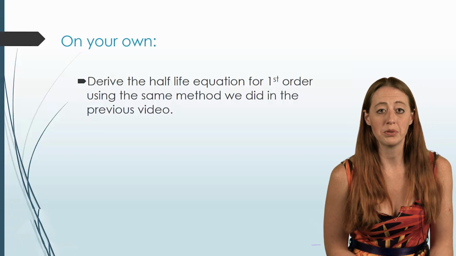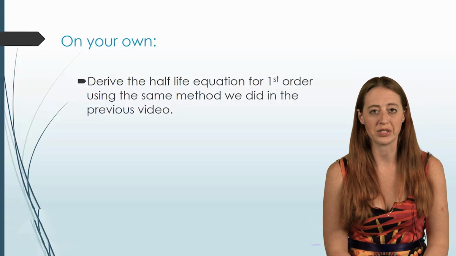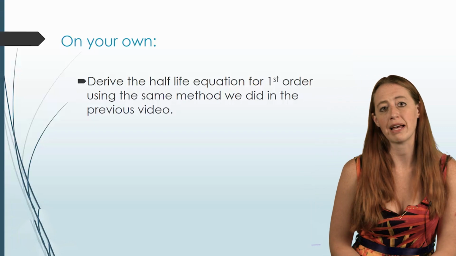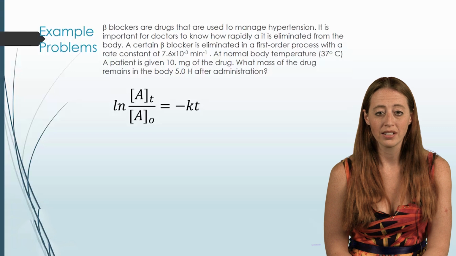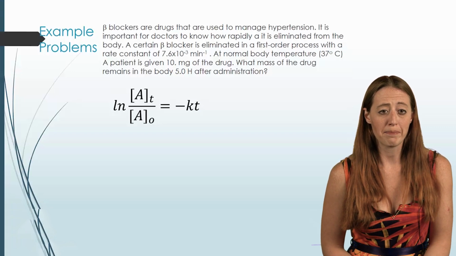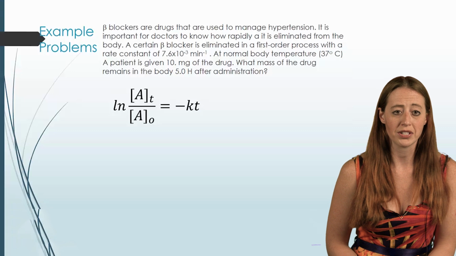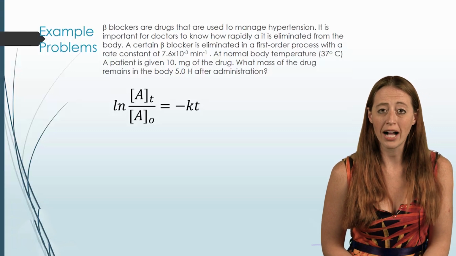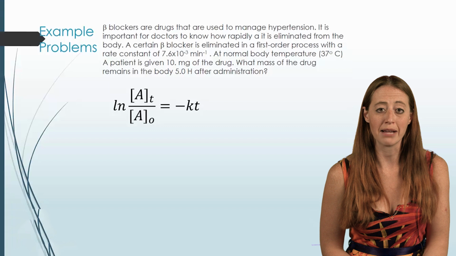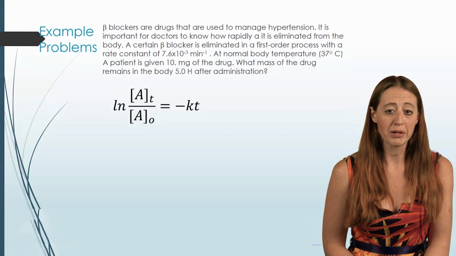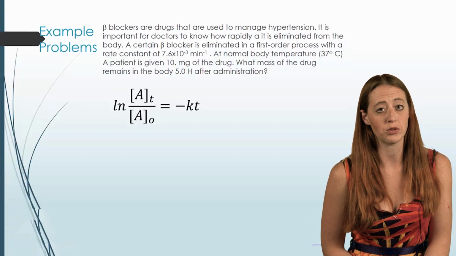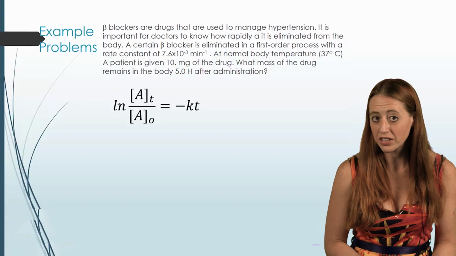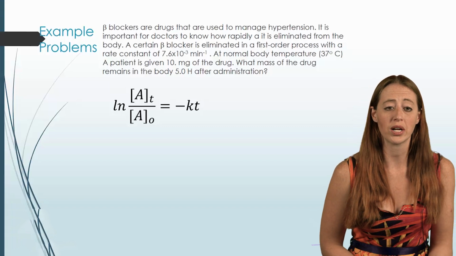Now let's do a couple examples using this. We didn't do any examples for zero order because those are a little bit easier mathematically to handle, so I wanted to save all of our examples for this one. So here I have that beta blockers are a drug that are used to manage hypertension. It's important for doctors to know how much of it is used up over a particular amount of time. Typically in the medical field, we talk about everything in terms of half-life. So I tell you some data here. I tell you that it's eliminated in a first order process. So by telling you that, I'm telling you which equations you can use. I'm telling you that you want to use this integrated rate law.